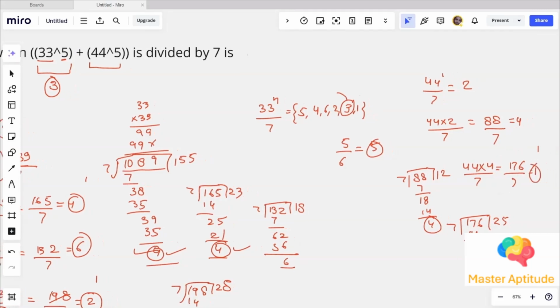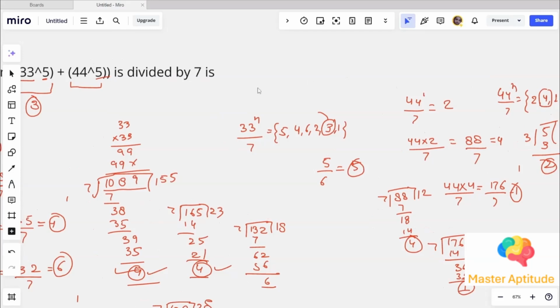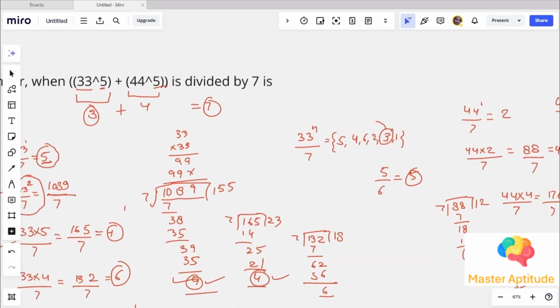Okay. So we can say that 44 raised to the power n divided by 7 follows a remainder cyclicity, which is 2 4 1. It means we will divide the power, and the power of this expression is 5. So we will divide 5 by 3. It means 3 1 is 3, 2 as a remainder. It means we can say the second element of our remainder cycle will be the answer of this, and the second element is 4. So it is 4, and the sign is as it is, 3 plus 4, which is 7. We are getting 7.